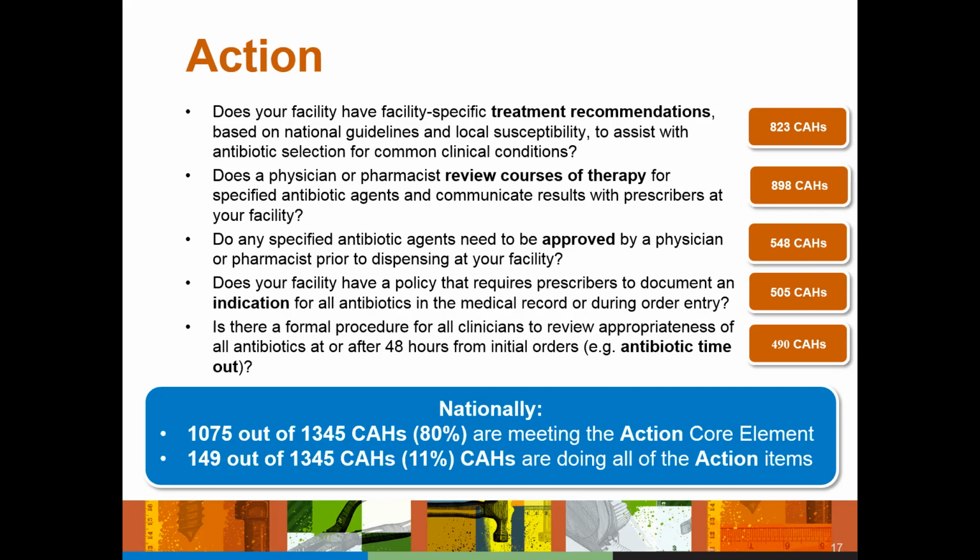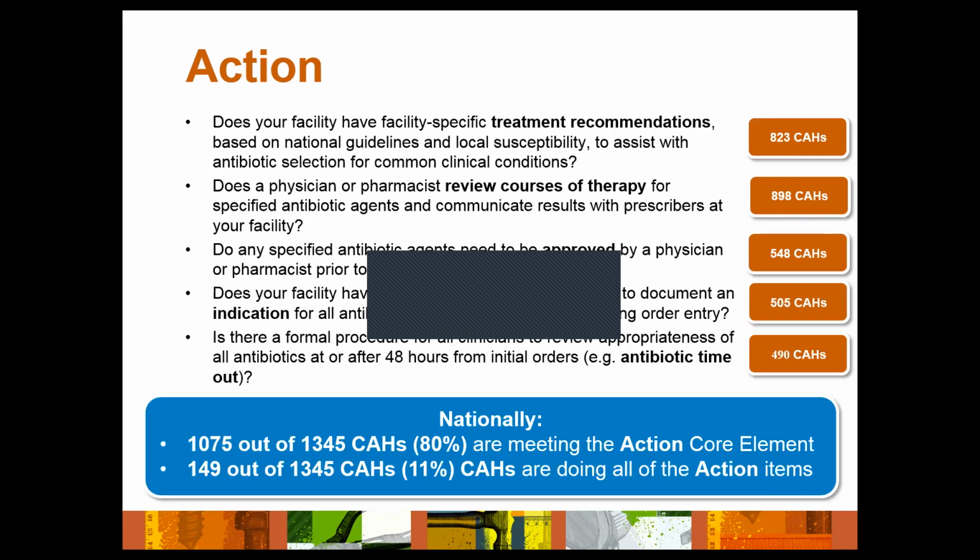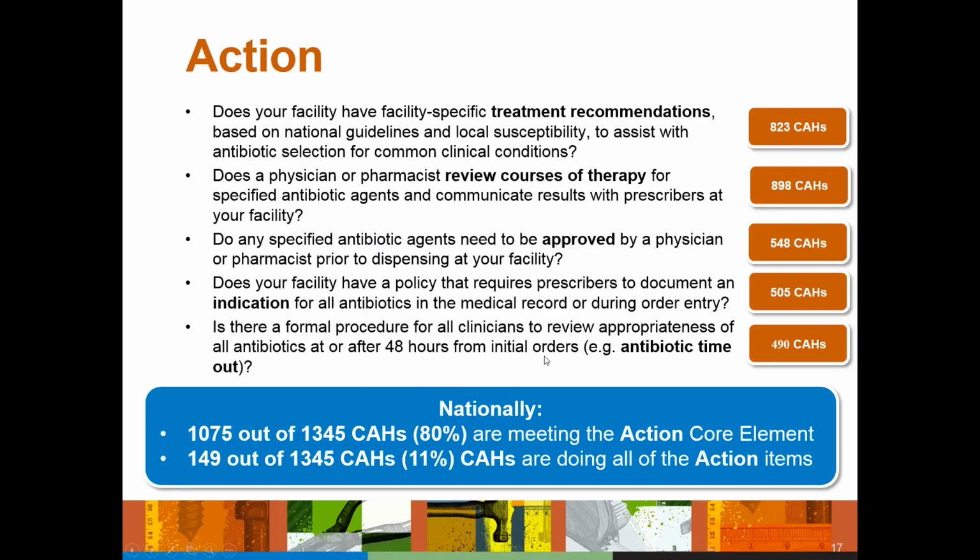So we've got facility-specific treatment recommendations. Often that takes the form of an antibiogram. Reviewing courses of therapy, that's the review after prospective review, and communicating the results of prospective review with the prescribers. Prior approval for specific antibiotic agents, requiring documentation of indication for antibiotics, and then conducting an antibiotic timeout at some point after 48 hours from the initial orders.